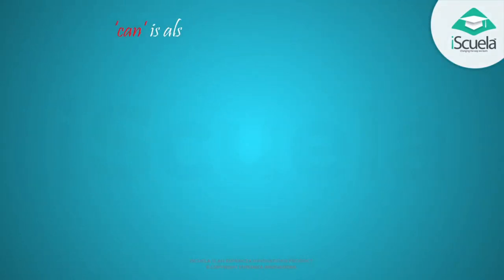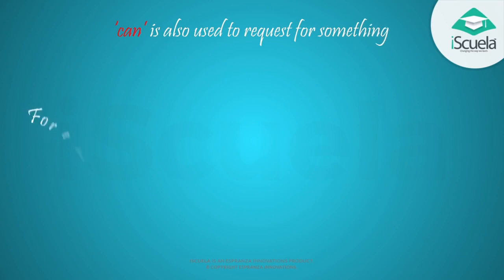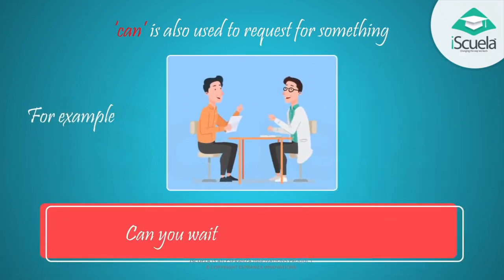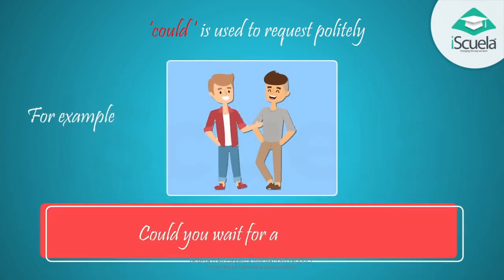Can is also used to request for something. For example, can you wait a moment, please? Could is used to request politely. For example, could you wait a moment, please?